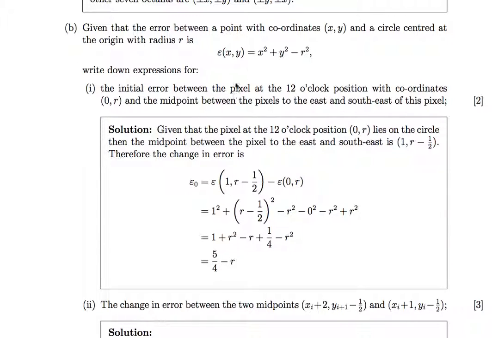If we substitute these values into the formula, we get 1 squared plus r minus a half squared minus r squared, and then we do the same for x equals 0, y equals r. A simple bit of algebra, and we get 5 over 4 minus r, and that's our initial error.